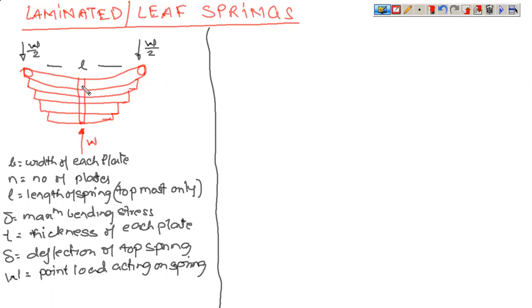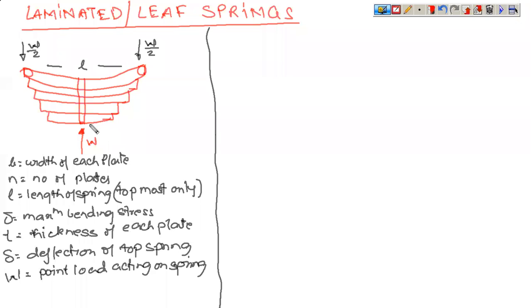So they are made of gradually decreasing length so that under the influence of load, they bend by a certain amount and the maximum is straight. After it becomes straight, when the load is removed, it once again comes back to its original shape and size. So this is how a semi-elliptic or laminated leaf spring works. Laminated and leaf springs are one and the same.